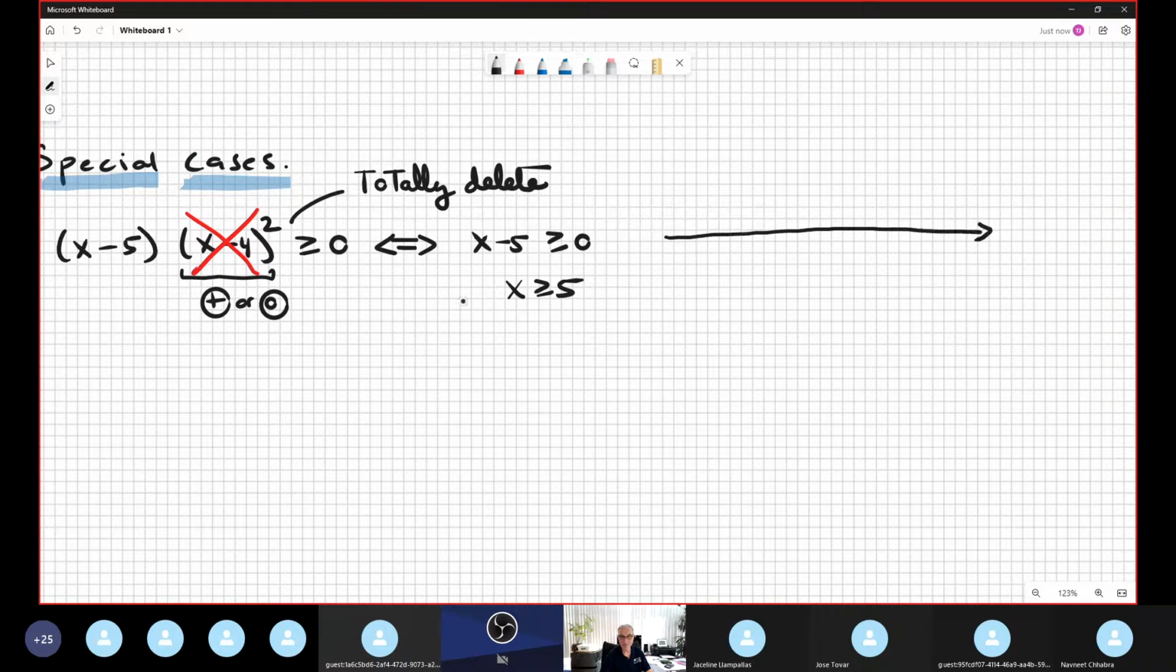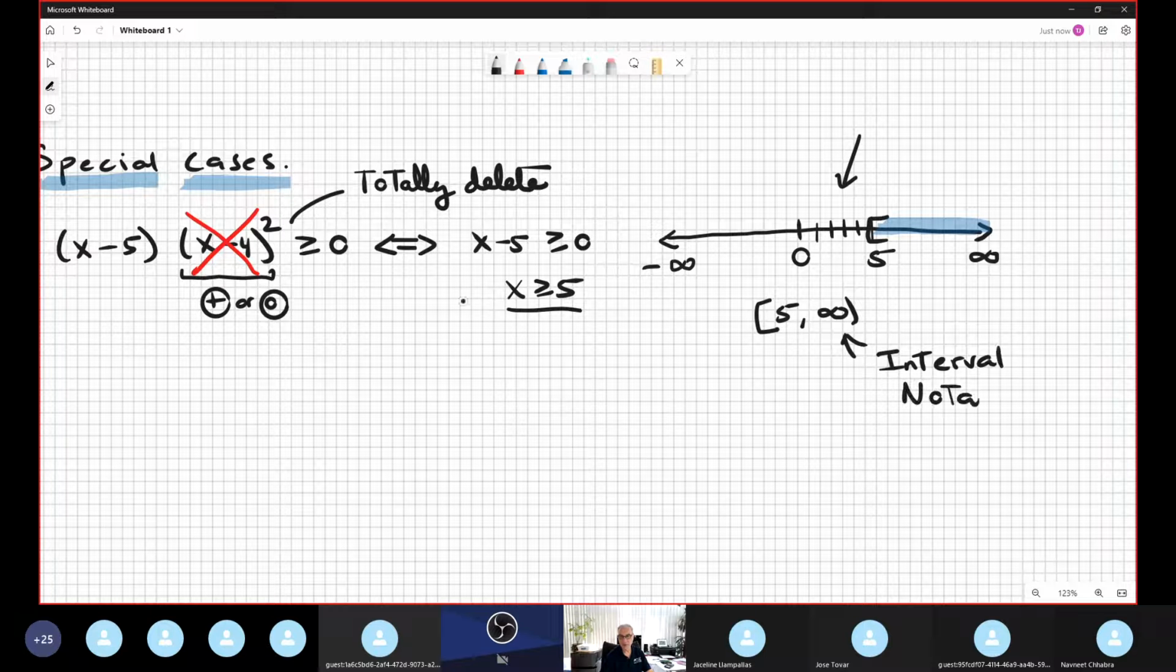This is my ordinary number line. This is 0, and this is 5: 1, 2, 3, 4, 5. And the interval is from 5 to infinity. It's greater than, so it's in that direction. Include, of course, the 5, and the symbolic way to indicate this is the square bracket, 5, comma, infinity. This statement is equivalent to this graph, and this is interval notation, the notation we are using to express the final answer in every test. Cool?